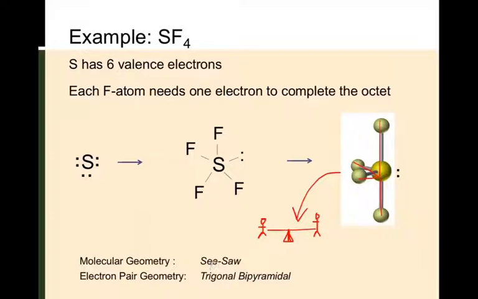So the molecular geometry here is seesaw because it only takes into account the bonds, whereas the electron-pair geometry is trigonal bipyramidal still because it considers all of the electron domains. So we have 4 bonding domains, and then we have 1 lone pair domain. So it is still going to be trigonal bipyramidal for its electron-pair geometry.